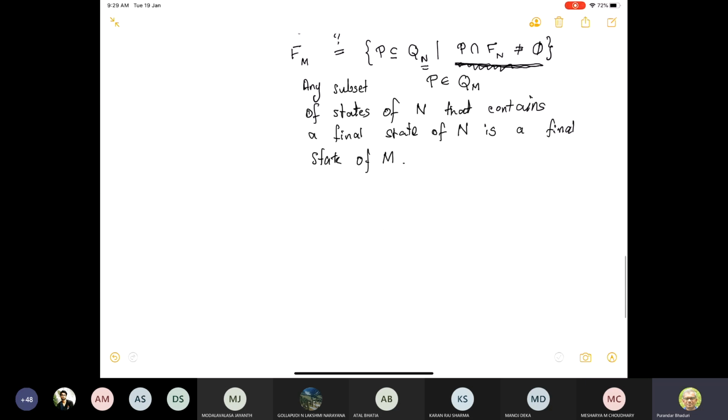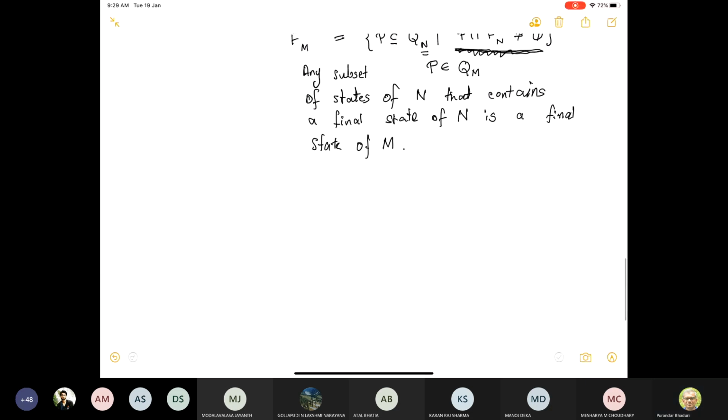Okay. Then without further ado, we need to show that the language of M is the same as the language of N. In fact, we show a stronger result, which is just writing down in mathematical notation what I just stated. We will show a stronger result.